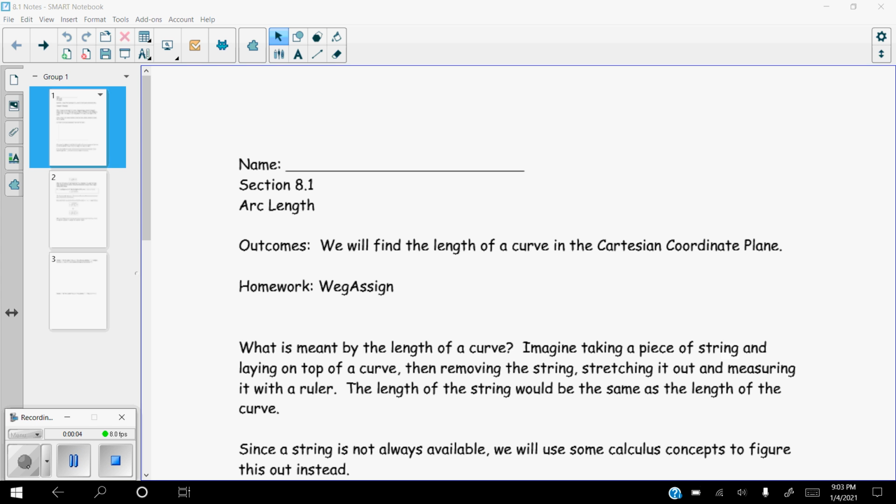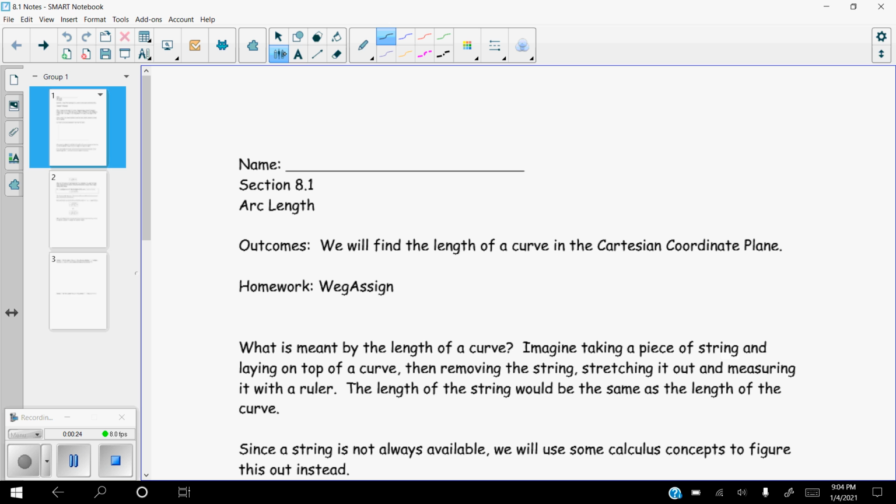Okay, so this is section 8.1. It's actually the only section that we're going to talk about this year in chapter 8. There are other important sections in here, just not something that we're going to cover for the AP test. Section 8.1 is called the arc length.